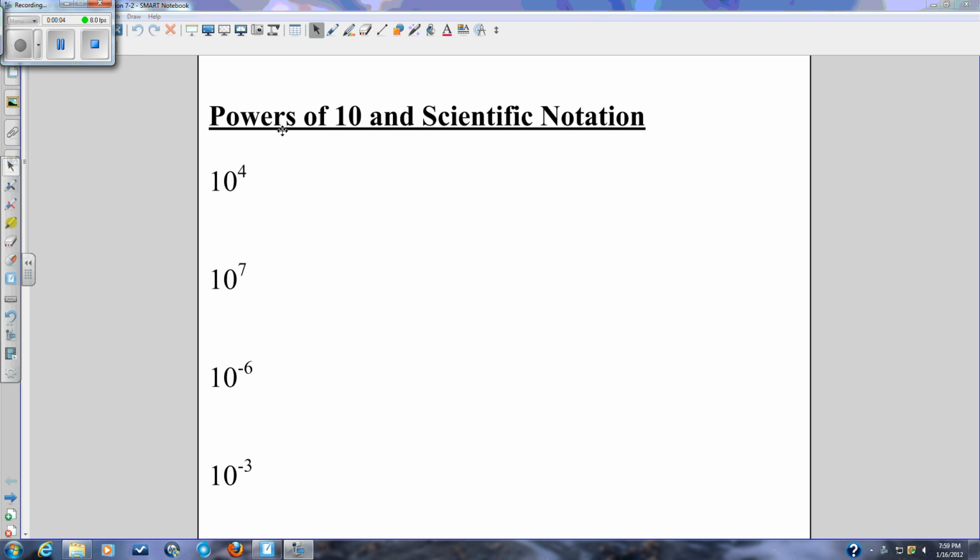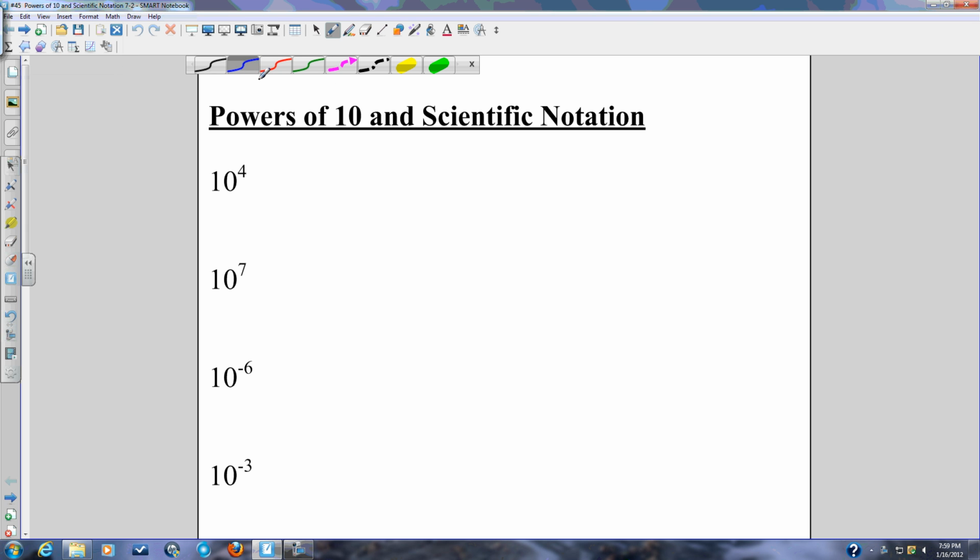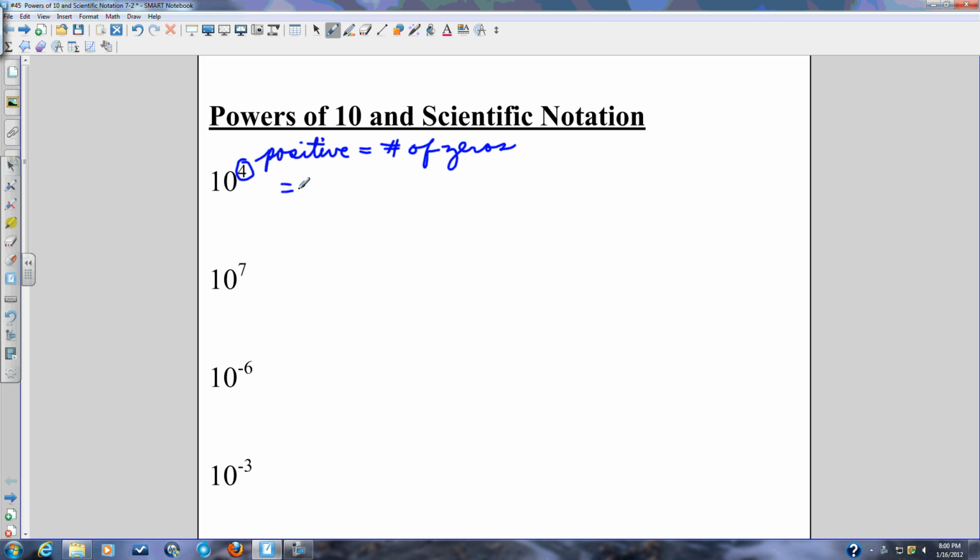We're going to be talking about powers of 10 and scientific notation. And we're going to start off with looking at a problem such as 10 to the fourth power. If you have 10 raised to a power and the power is positive, like it is here, that exponent tells you the number of zeros that are going to follow the 1. So 10 to the fourth is equal to 1 followed by 4 zeros. So it's equal to 10,000.